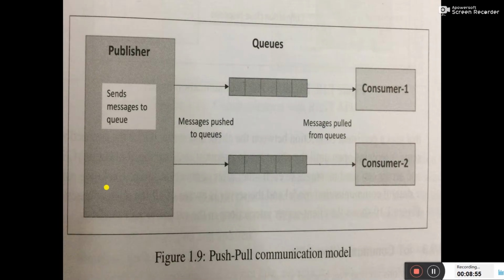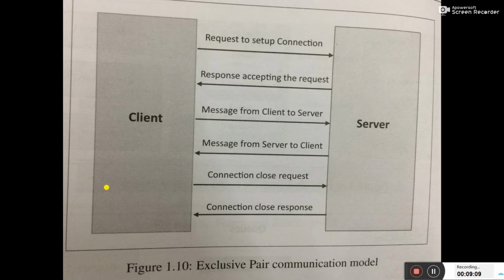Next is the push pull method. In the push pull method, the message is sent to a queue. The queue is consumed by a consumer. Exclusive pair, I have already told you that this also happens peer to peer.